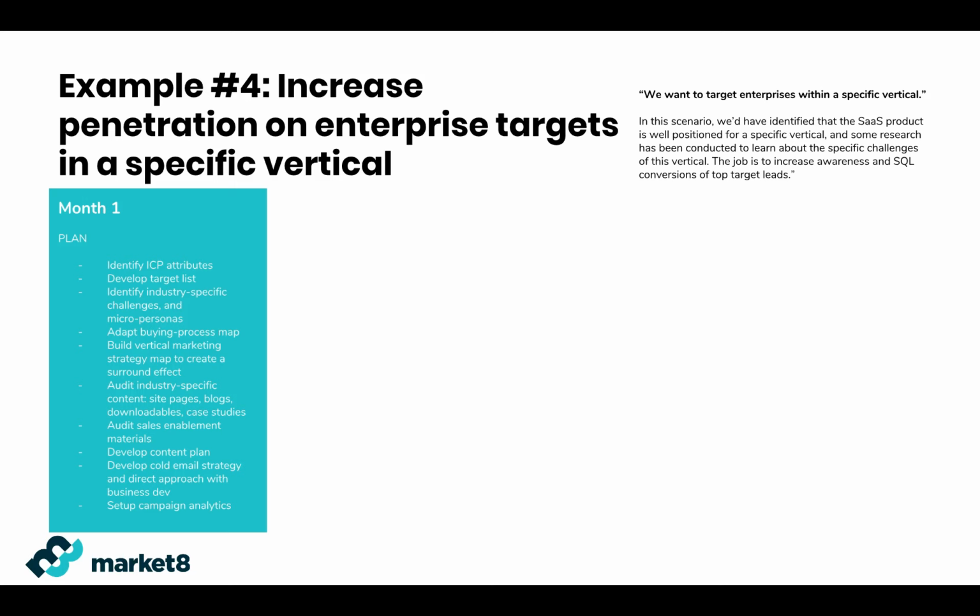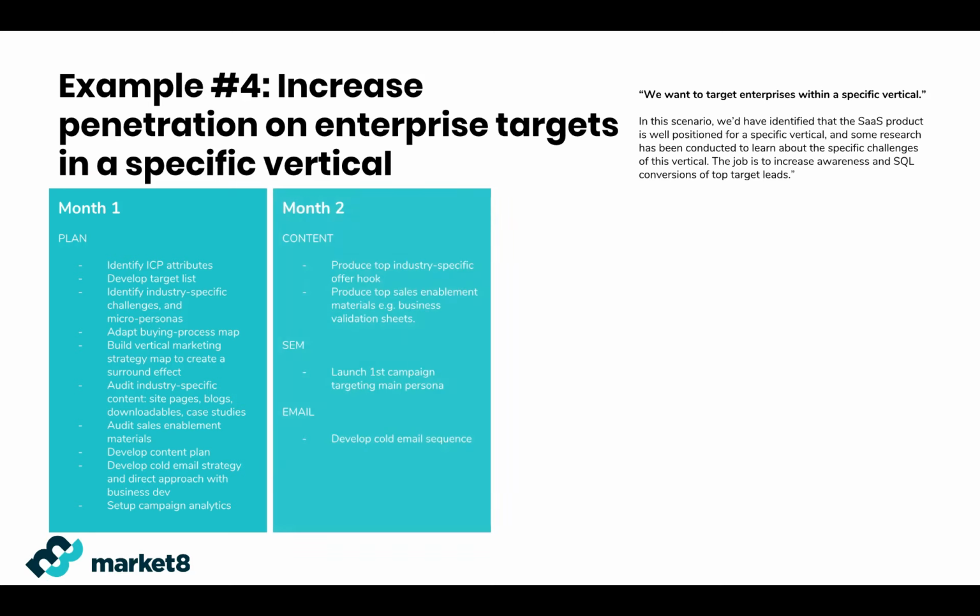If we have a buying process mapped out, we want to adapt it: how is it different for this particular segment? We have to build a marketing strategy map with what we call a surround effect. Like, how do you create this bubble, or surround effect, across many contacts inside the company, so they can start having some awareness about your firm? So there's a number of things there in the planning mode. I can walk through more detail about those, but in month 2 we start the execution.